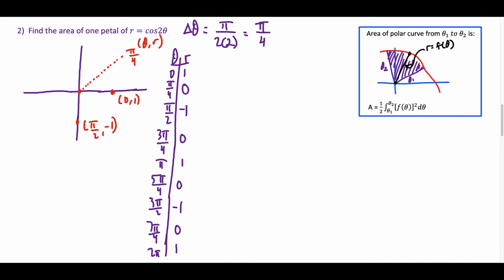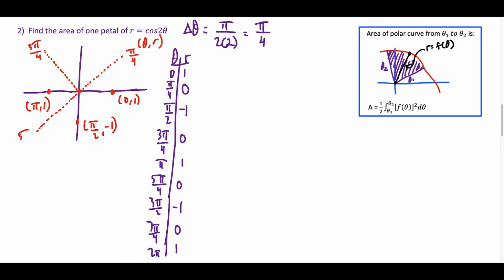-1. And then after this, 3 pi over 4 is 135 degrees. So we're looking in this direction here, kind of in the northwest direction. We're going out 0, so we're back at the origin. And now pi, we're facing west, and we're going 1 unit. So this would be pi, 1. Now 5 pi over 4 is 225 degrees. So we're looking this way. And remember, this was 3 pi over 4.